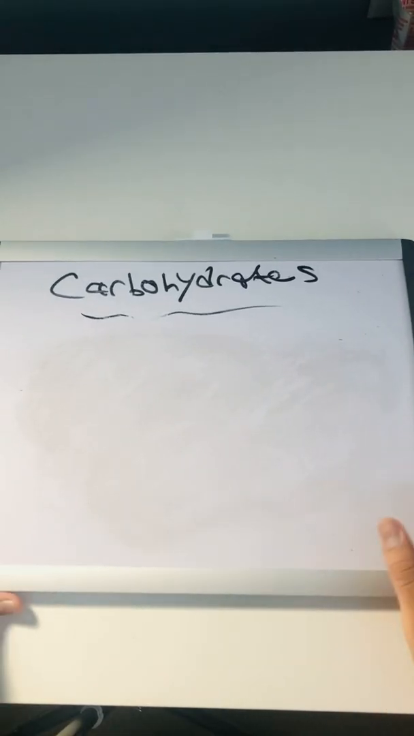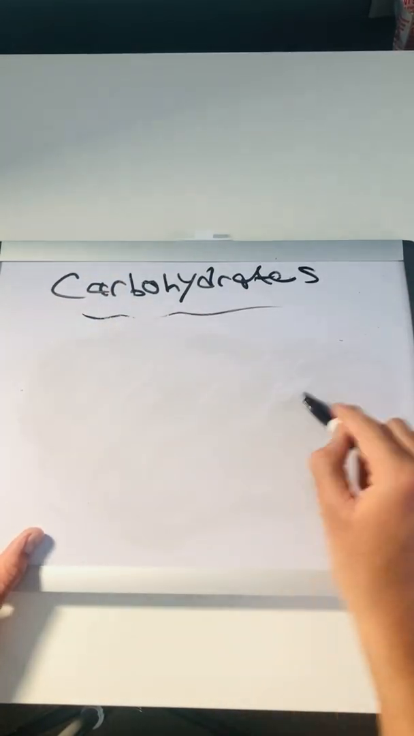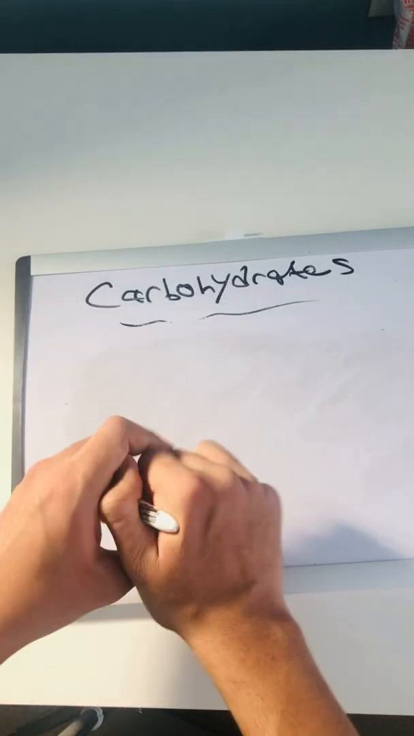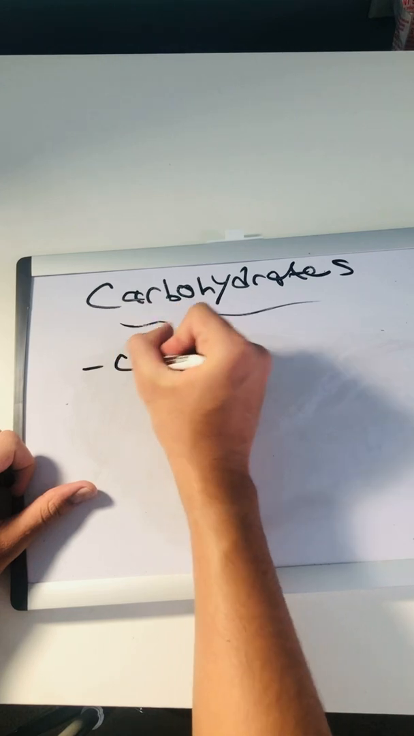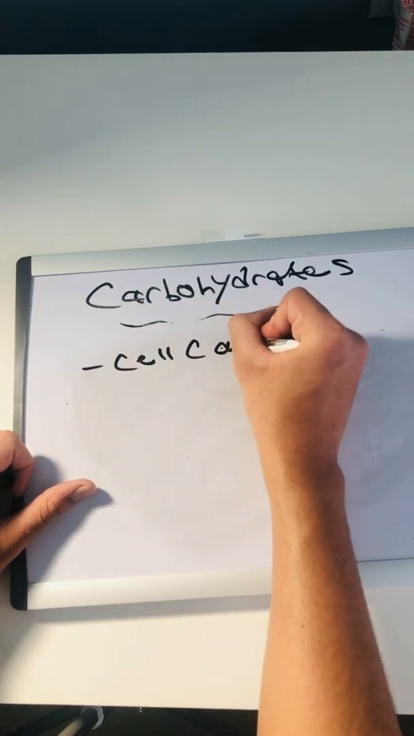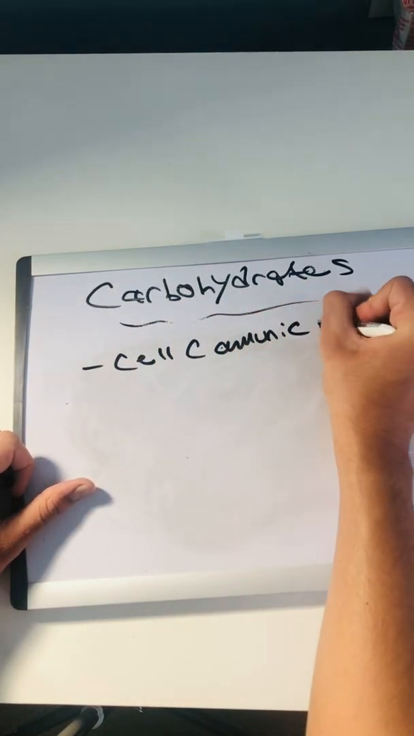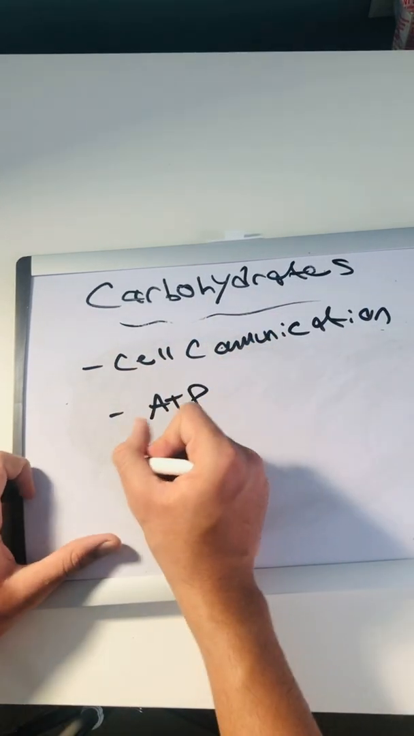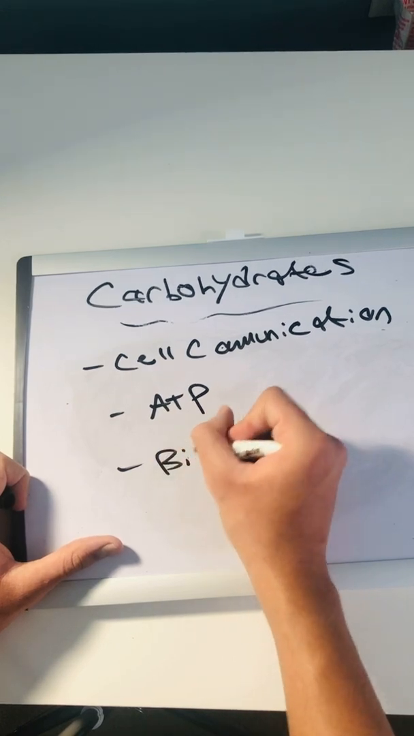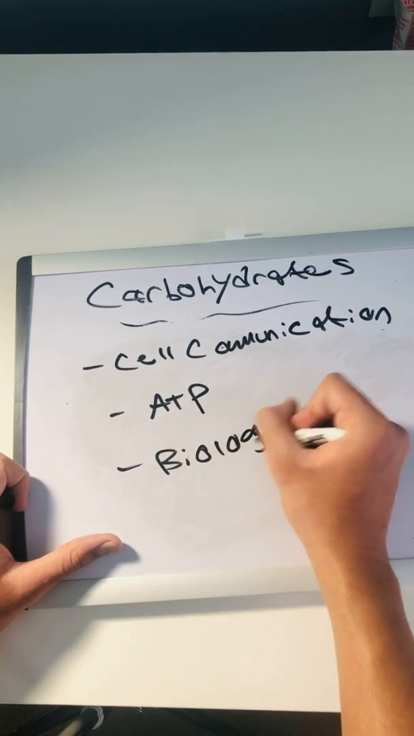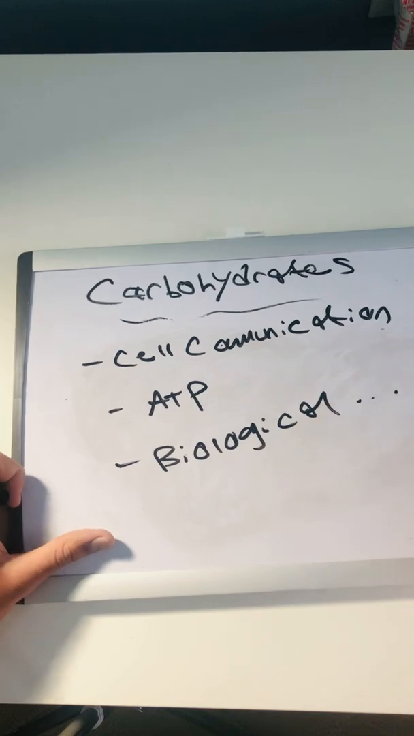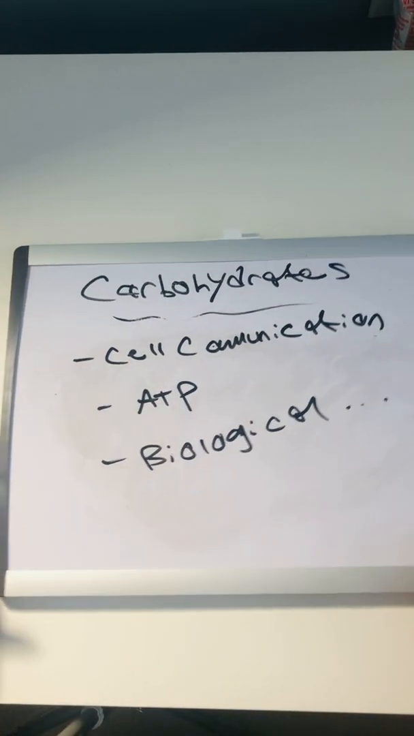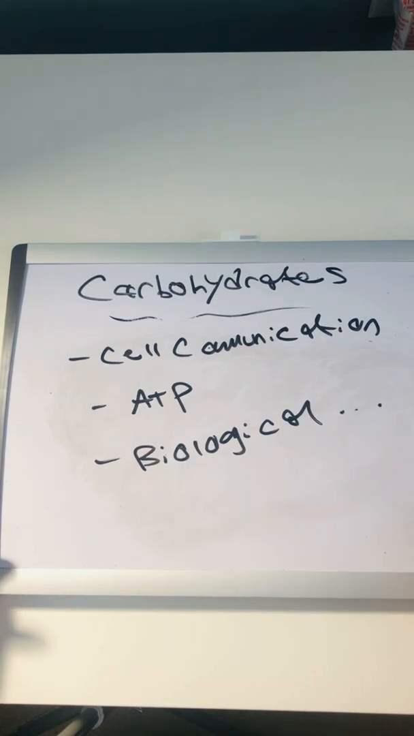Hello everyone. Today we're going to be talking about the topic of carbohydrates. Carbohydrates are very important within our bodies as they help us with a lot of things such as cell communication. They help us form ATP, and they help us with other biological processes such as growth, reproduction, etc. So it's very important to realize that carbohydrates play a huge role within our bodies.